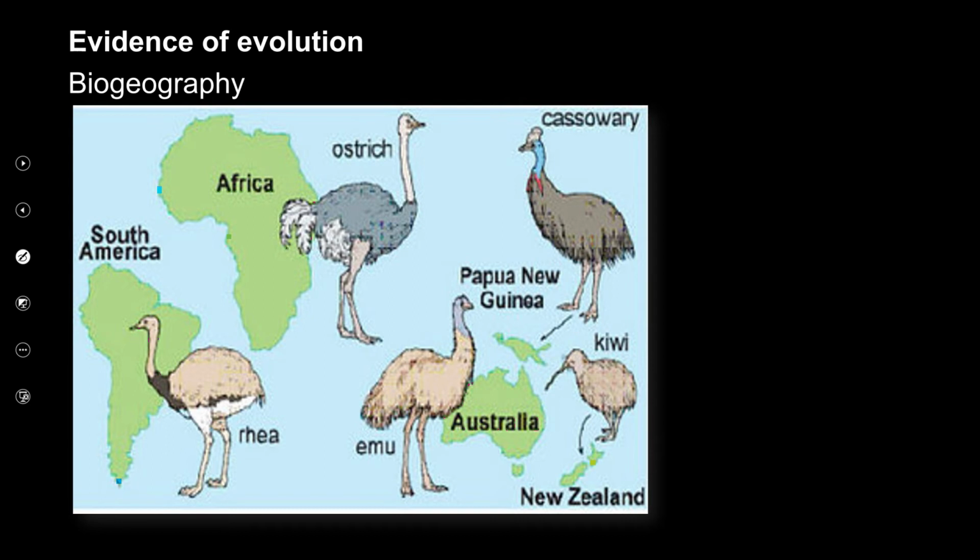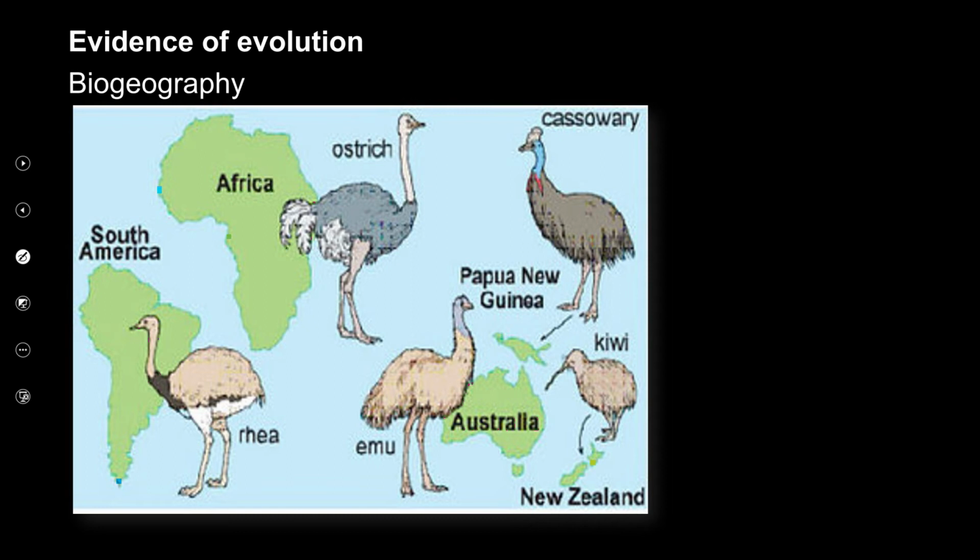Okay, so we are very familiar with the ostrich. We find that in South Africa. There's the cassowary, which we find in Papua New Guinea. The kiwi, which the New Zealanders are known for. We call them kiwis. In Australia, we find the emu. And in South America, we find the rhea. Now, if we have a look at all of these birds, we can see that there are similarities. They have some characteristics in common.